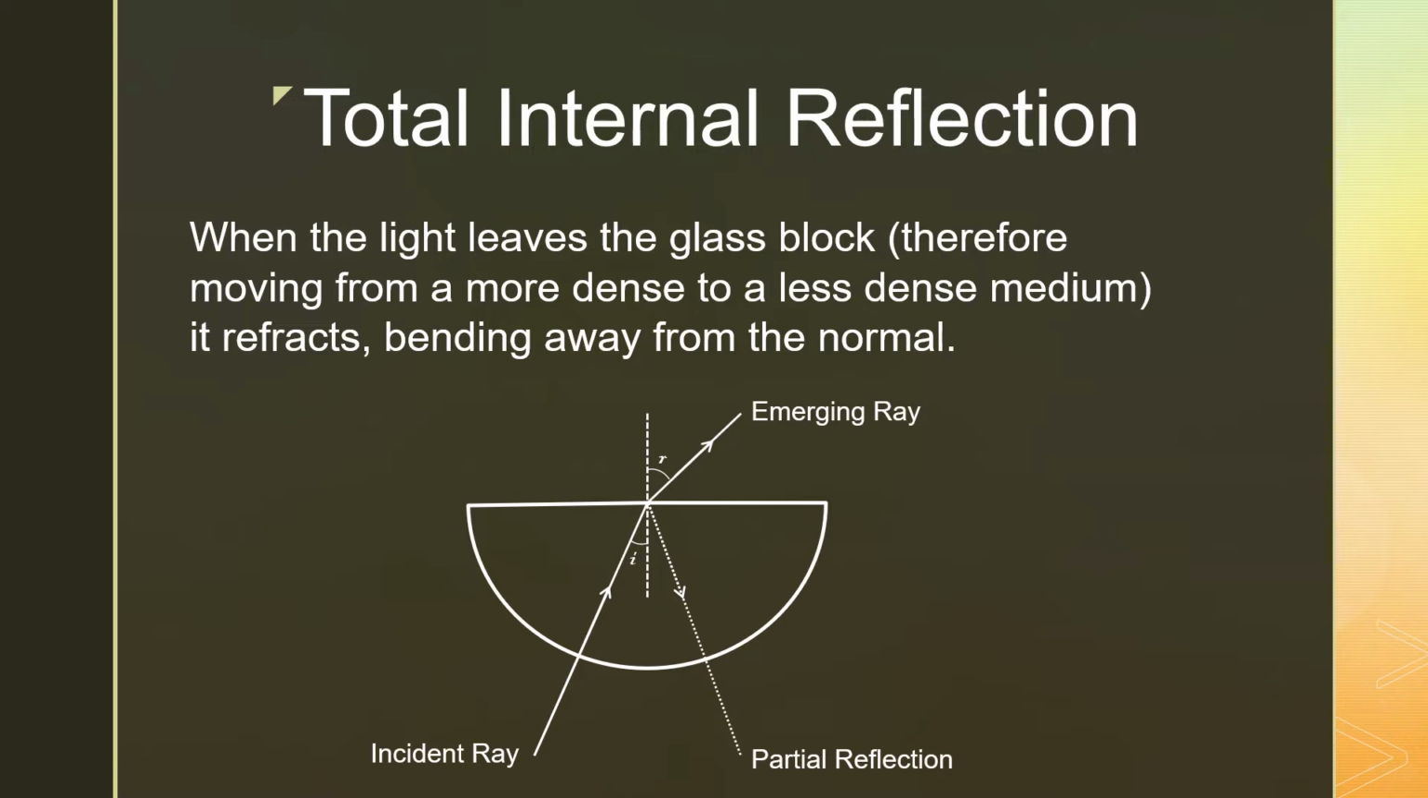But what you're also going to be able to see when you look out of that window is a faint reflection of yourself. So there is going to be some light bouncing off that glass and coming back to you. And so that's what we call a partial reflection. Most of the light is refracting, coming along that path that I've labelled as the emerging ray, but some's going to get reflected back into the material, and that's the one that's labelled partial reflection.